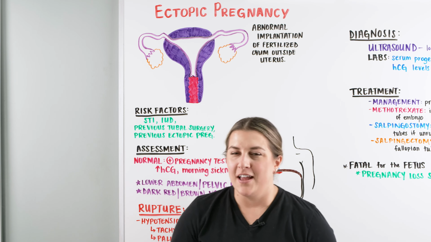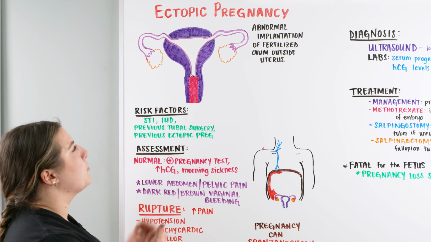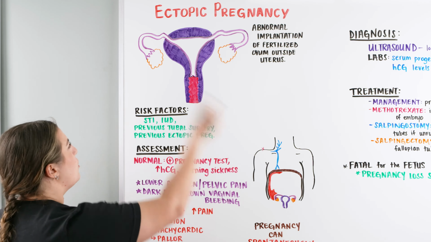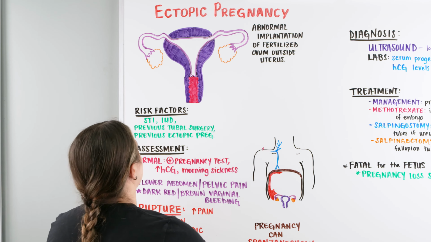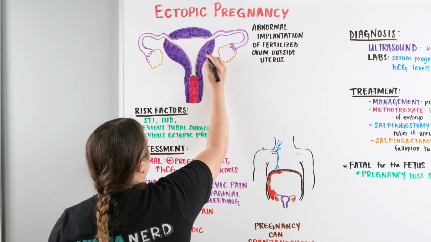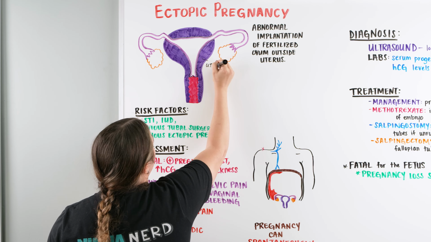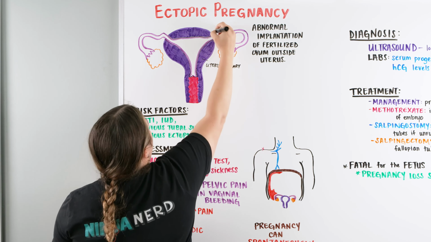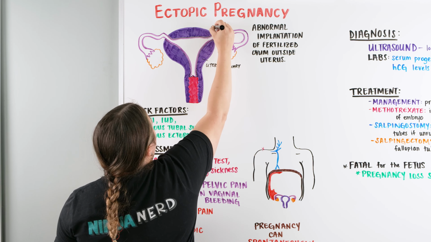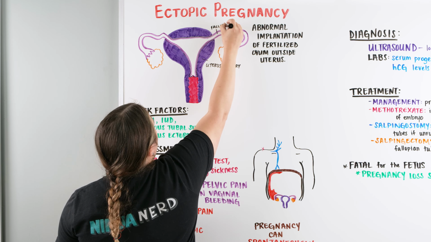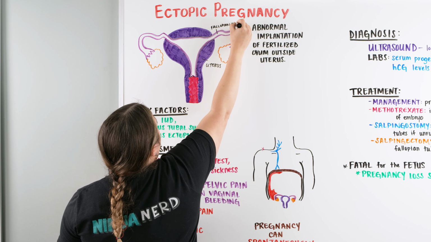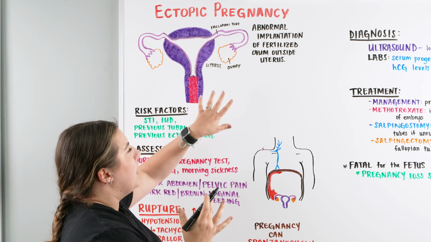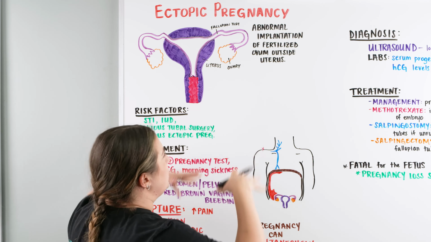Ectopic pregnancy is the abnormal implantation of the fertilized ovum outside the uterus. So let's real quick orient ourselves within this diagram. All right, we have our uterus here, and we have our ovary, and then this up here is our fallopian tube. Right? And what we're looking at here is ectopic, meaning the implantation outside of the uterus.